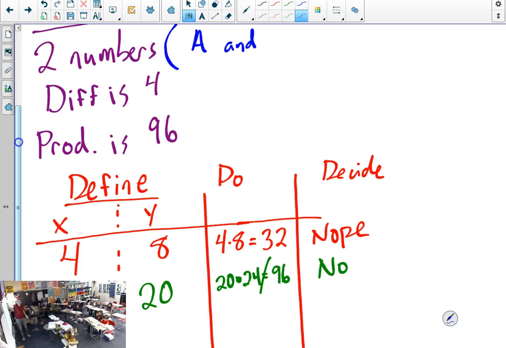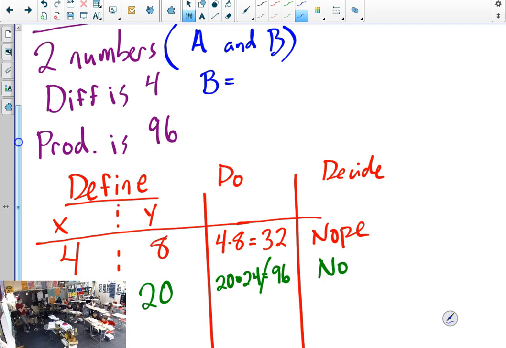So we could say A and B, but since the difference between them is 4, then what can I say about B? I know the difference between them is 4. Nathan? I don't know. Marvin? 4 more. Right? We don't know which one's bigger.